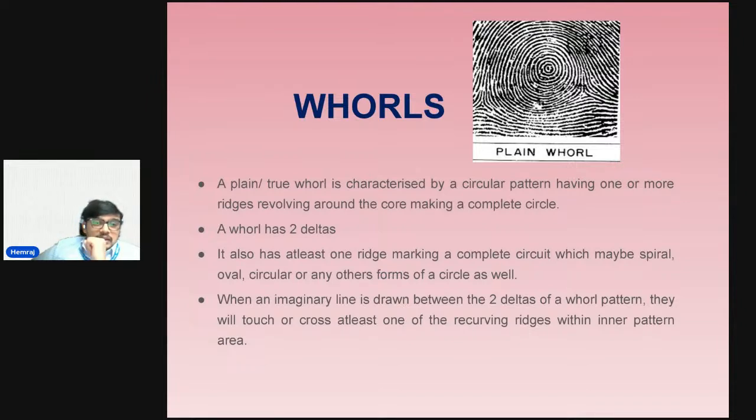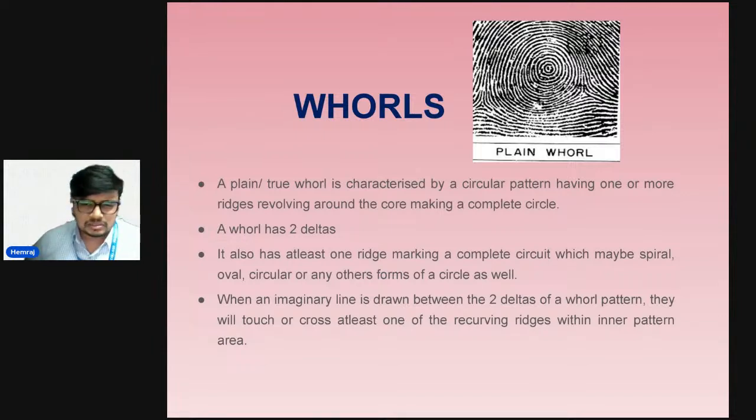It also has at least one ridge making a complete circle, which may be spiral, oval, or circular, or any other form of a circle as well. So basically, the point is that whorl loops have circles. Okay, at least one circle will be there. If there is a circle, it is a whorl. When an imaginary line is drawn between two deltas of an oval pattern, it will touch the core at least one of the recurving ridges in the pattern area. Some technical detail to identify the whorl, but if you are matching with these two deltas, it will cut this circular pattern. This is what it says. These are some technical details that we use to identify the whorl pattern.